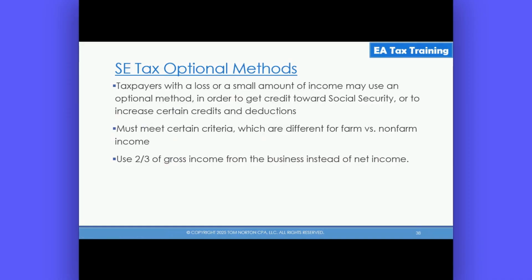The self-employment tax optional methods. So some taxpayers that have a loss from their business or they have a very small amount of income are allowed to use an optional method and to actually pay self-employment tax. So normally, if you have a loss, you wouldn't have any self-employment tax. And if you had a very small amount of income, you'd have little or no self-employment tax. But some people actually want to pay self-employment tax. You say, why would they want to do that? Well, a couple of different reasons.